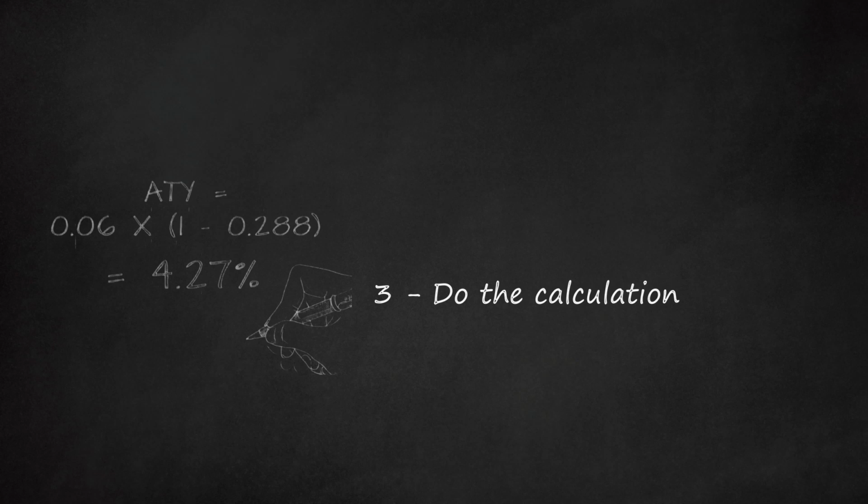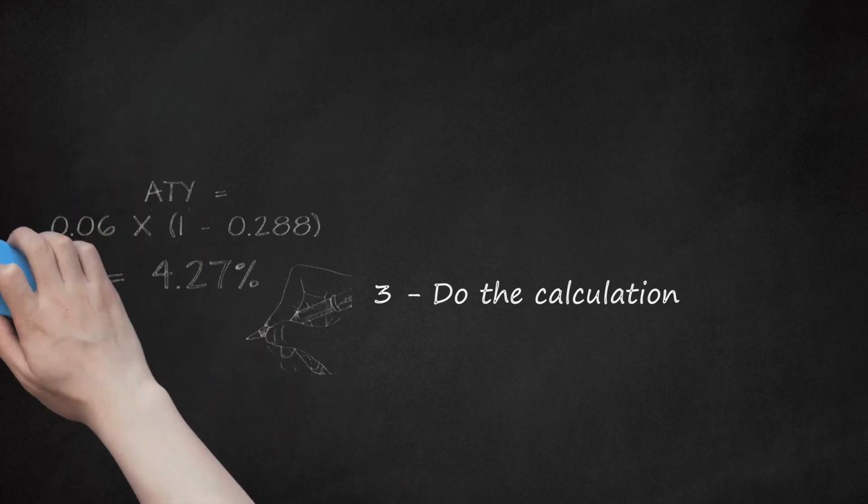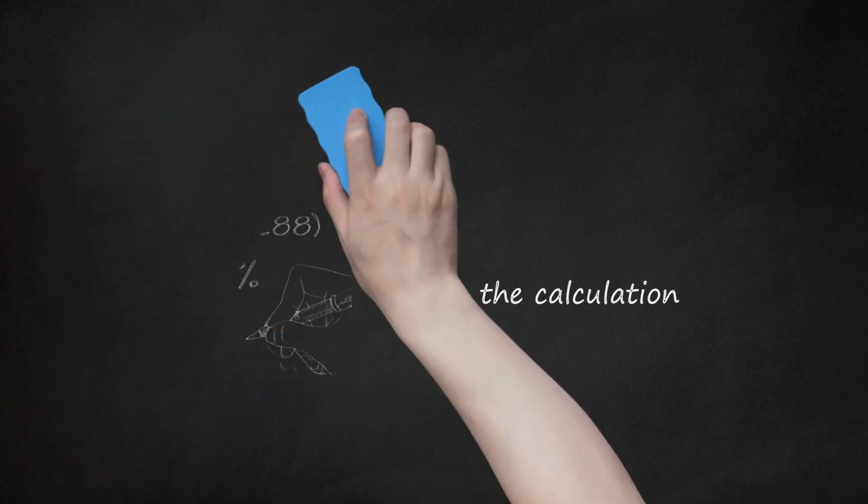For example, with the 6% corporate bond and the 28.8% marginal tax rate, your after-tax yield would be calculated using the following equation: ATY = 0.06 * (1 - 0.288). This calculation gives an after-tax yield of 0.0427, or 4.27%.